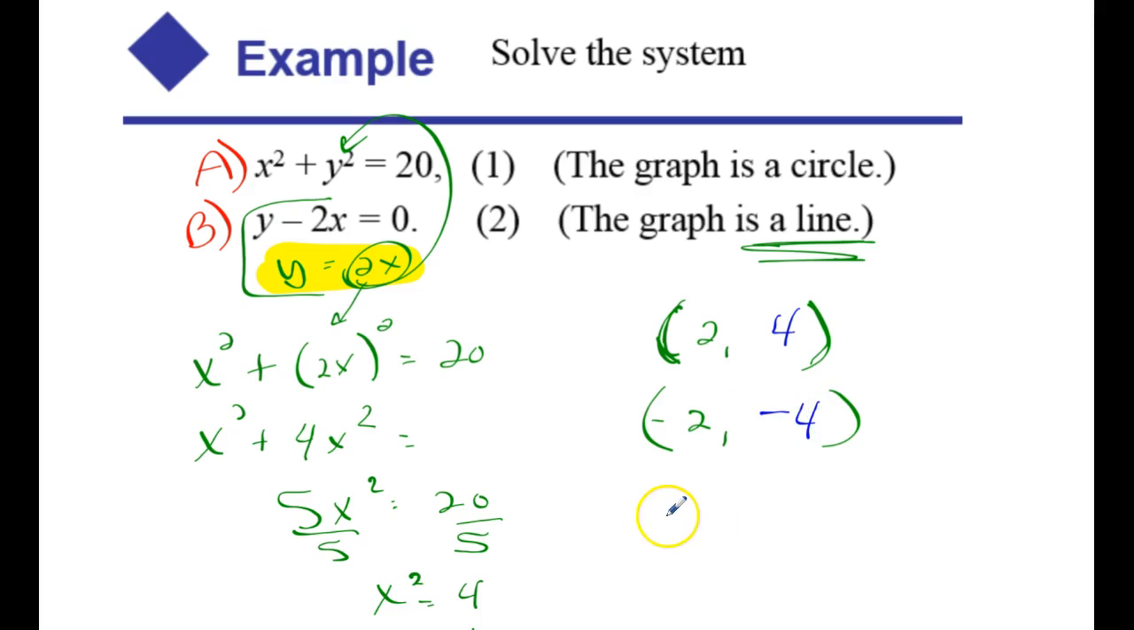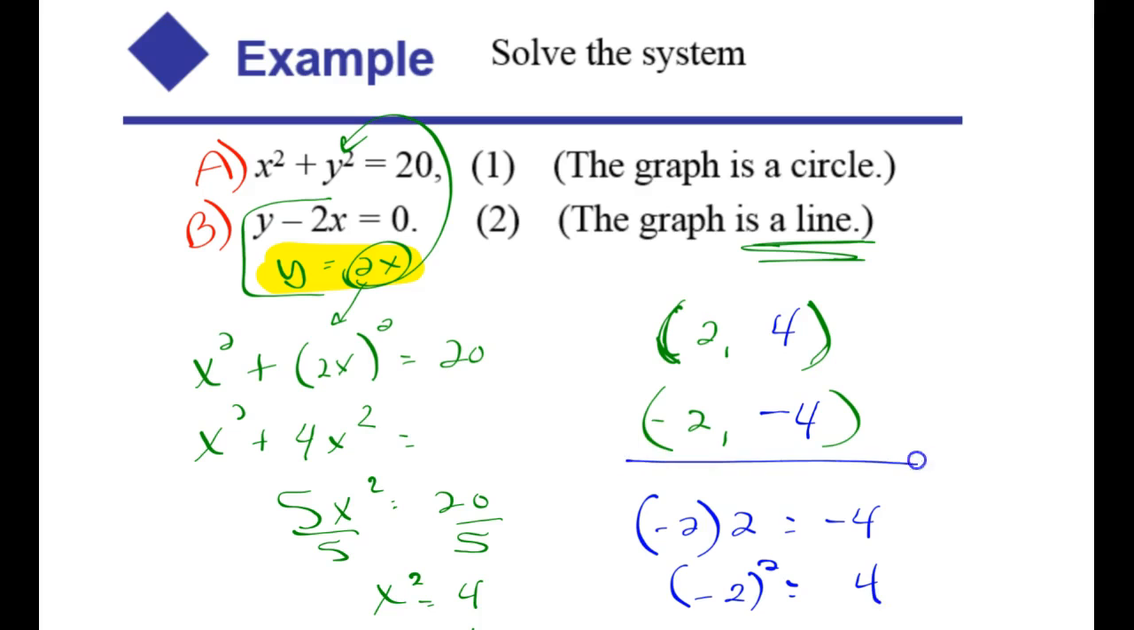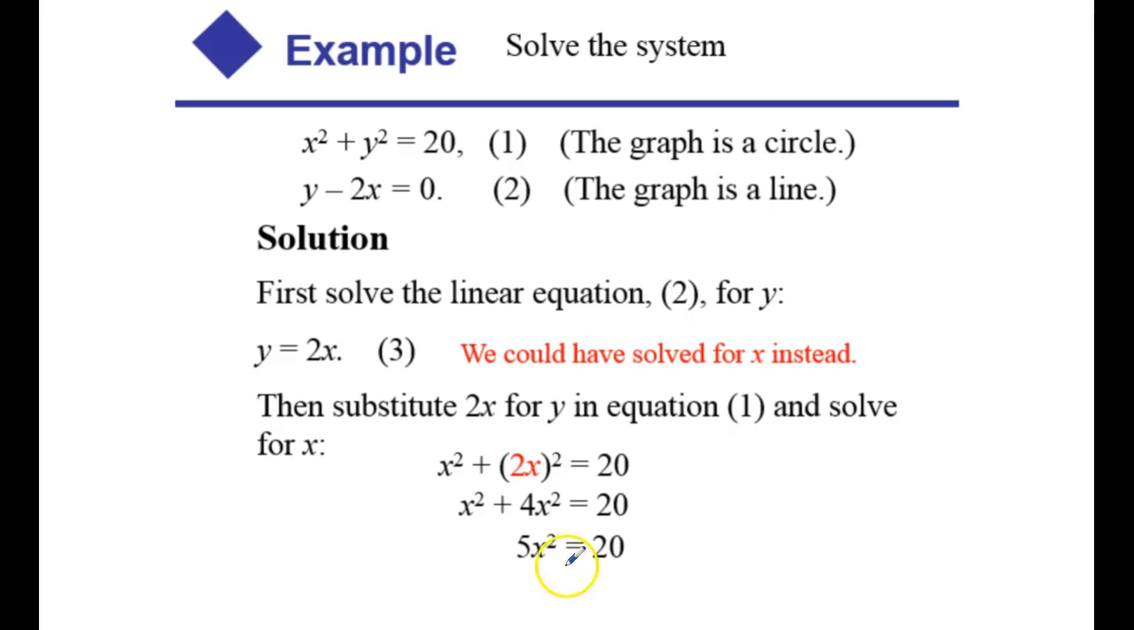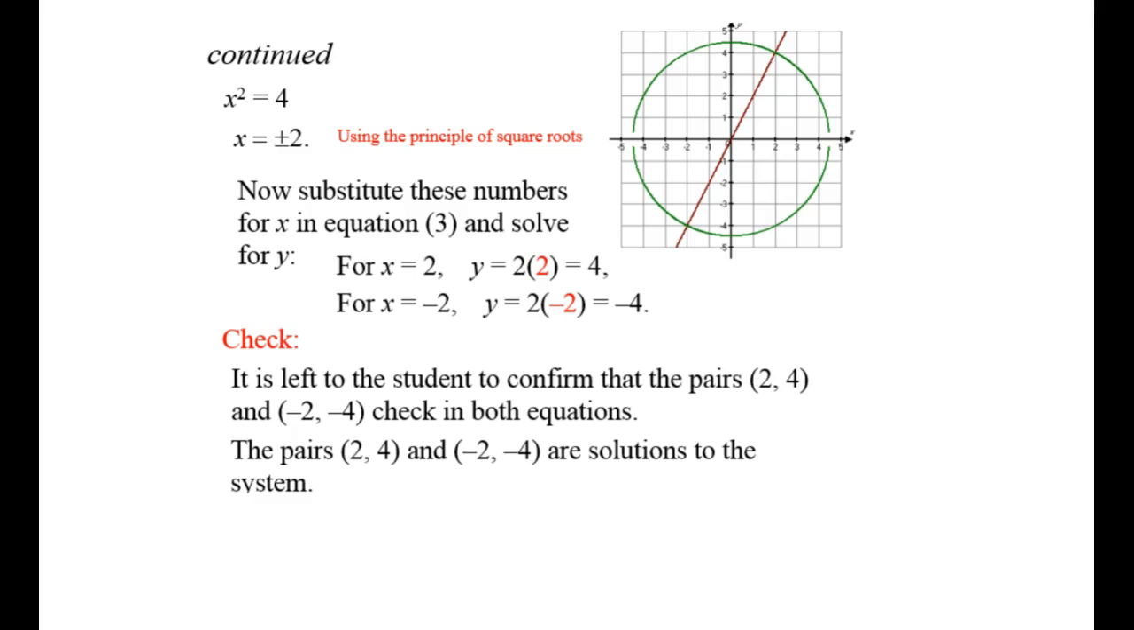Now be careful, I'm doubling it. So negative 2 times 2 is negative 4. You don't want to square it because negative 2 squared is a positive 4. So I believe my 2 answers are here and here. We'll see how the author worked it out. Looks like something similar. Good.